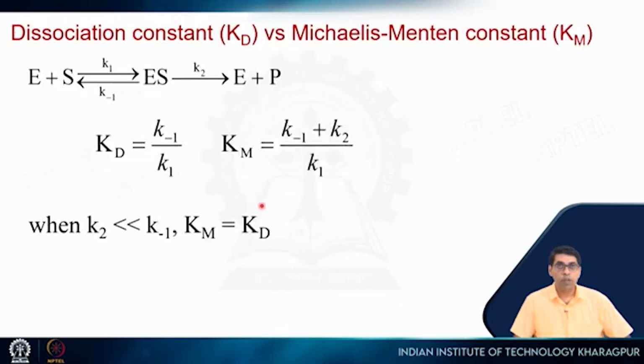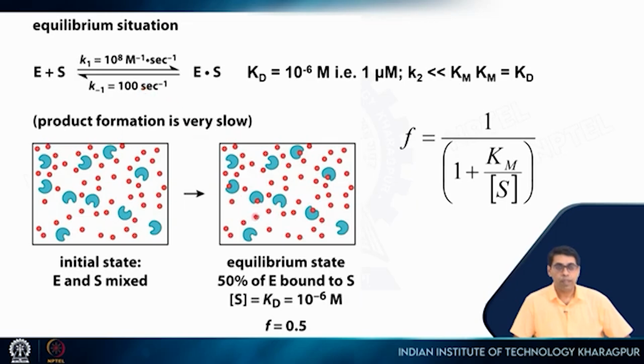If I go back here, the equilibrium is set up in these steps. This is much faster because both these rates are much faster than this. So a rapid equilibrium is set up where 50% of the enzyme is bound to the substrate and 50% is free, and then this reaction happens very slowly from the bound state. So at any given point of time we will get 50% saturation, and remember this is only when the substrate concentration equals the Kd or the Km value.